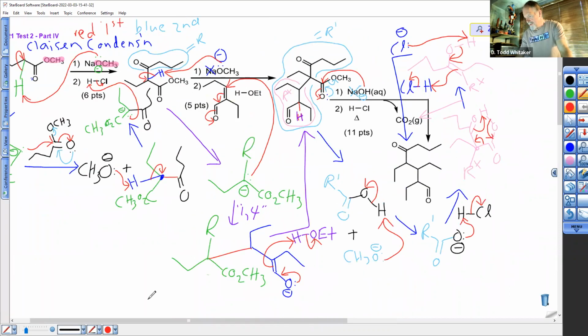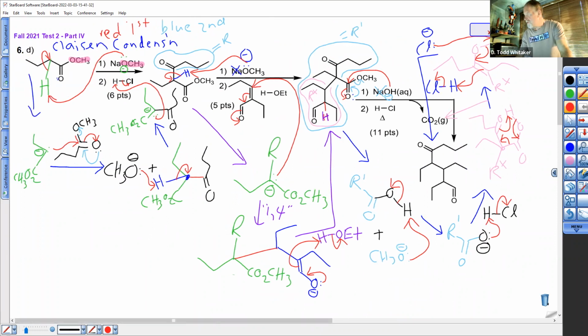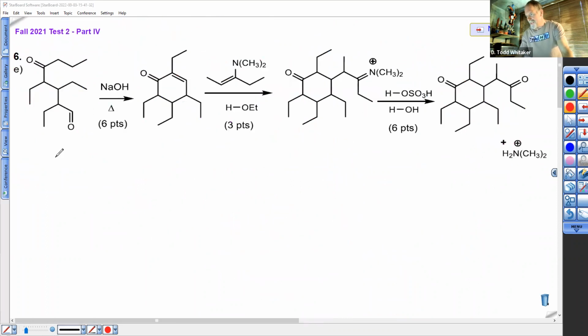22 points right there. And we're going to come back and do 6E, I believe. And yeah, we're ready for 6E, where we're going to do a Robinson annulation. This is an enamine. Enamine's going to do a 1,4 addition. I don't think we've seen one of those before. But it definitely added to the beta position here and not the carbonyl. So 1,4 addition again. And then hydrolysis. We better be good at hydrolysis of iminium ions. So we're going to stop our share and come back and do this. Adios.